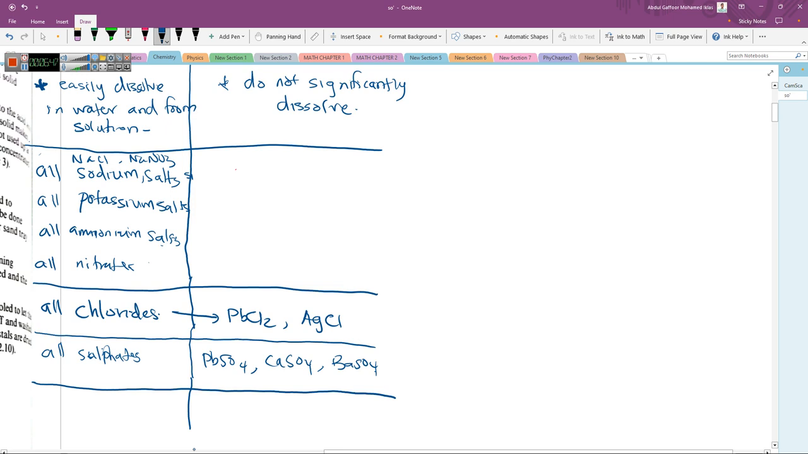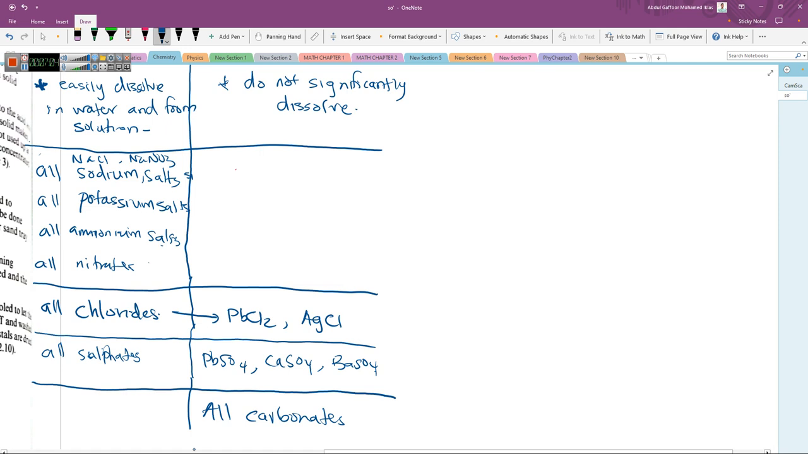They are carbonates, right? So all carbonates are insoluble. For example, if you take calcium carbonate, it will not dissolve in water, right? Except sodium carbonate, potassium carbonate and ammonium carbonate, right?